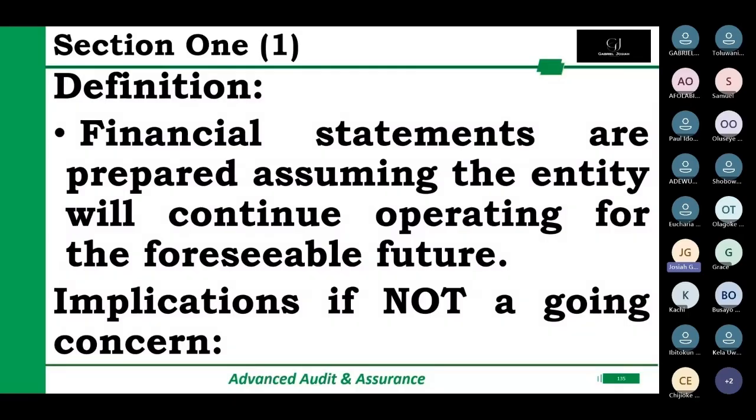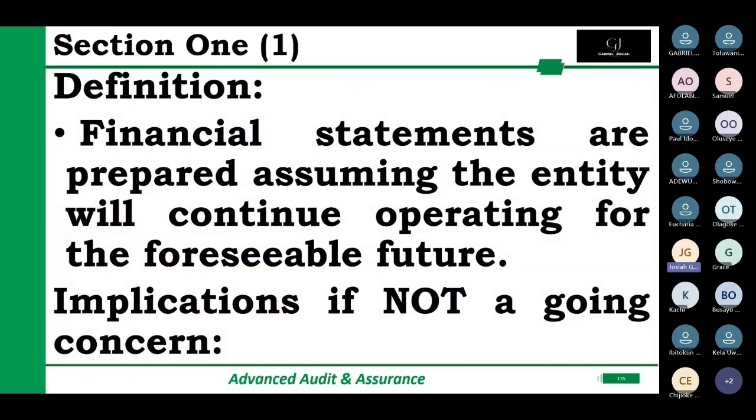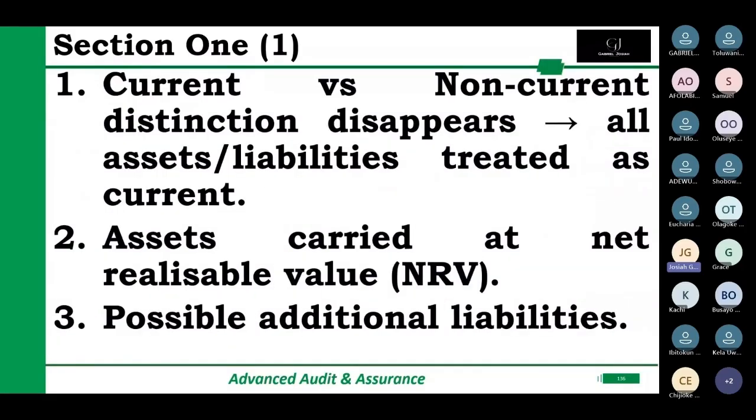You have to ensure that a business is sustainable and a business provides value in the long run. So you're not just auditing one-year or two-year financial statements. If there are problems, you need to bring them to the fore. And that's what the going concern concept is about. So the implication, if the company is not a going concern, is that the current versus the non-current distinction disappears. Assets and liabilities are treated as current. So financial statements that are prepared based on the going concern concept need to facilitate this.